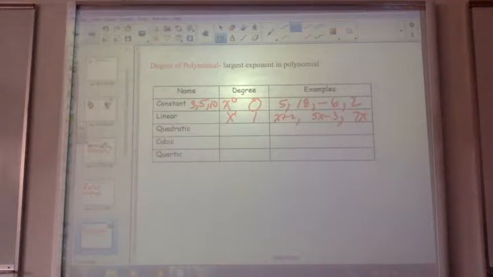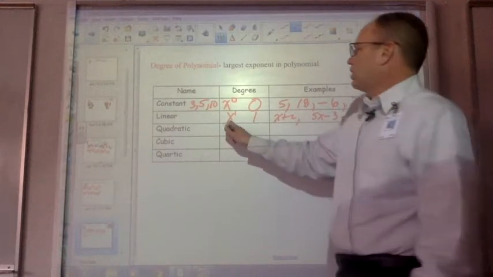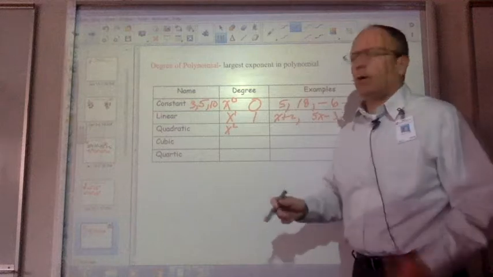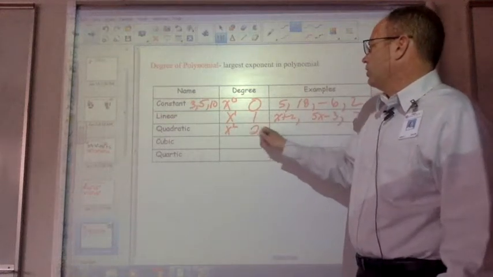Is that okay so far? So constants are just numbers. Linear, your highest exponent, no matter how many of them there are, the highest exponent is x to the 1st. And x to the 1st can be just written as x, yes? A quadratic is x squared. Your highest exponent is squared, so your degree is a 2nd degree.